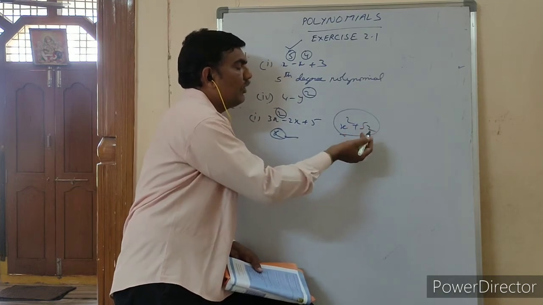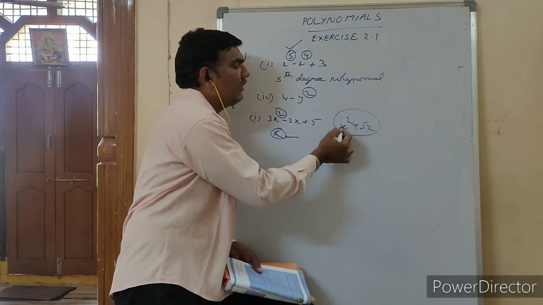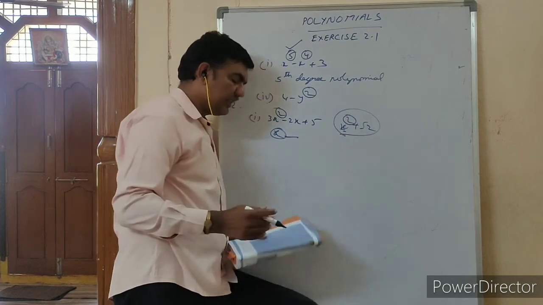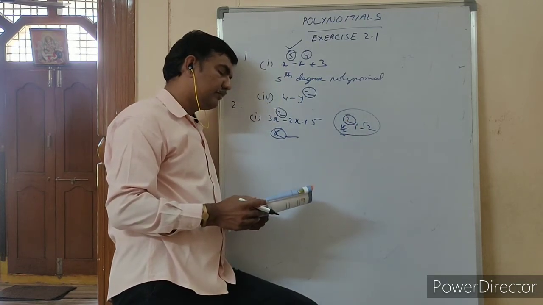So again it is a polynomial. Only one variable x is there. So its degree is 2.